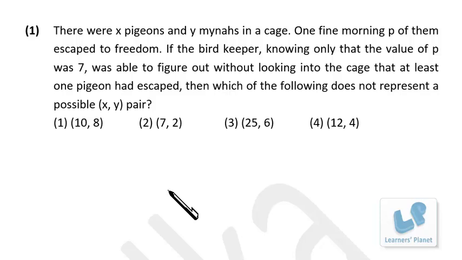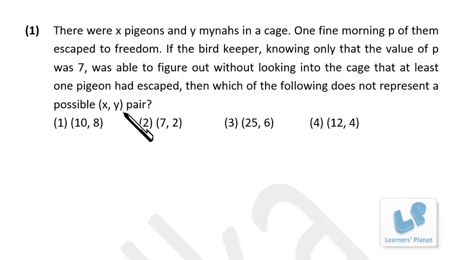Okay, so the question is really simple. No need to go for any sort of paperwork. See here, X represents pigeons and Y represents mynas. Now at least one pigeon has to be there. That means the value of Y should be less than 7 definitely. The number of mynas should be less than 7.